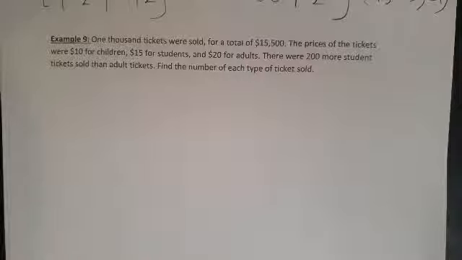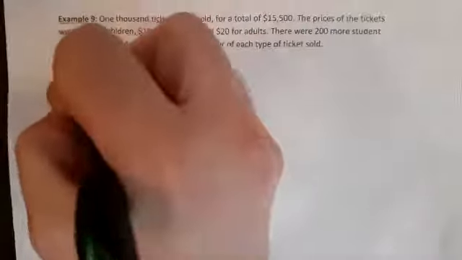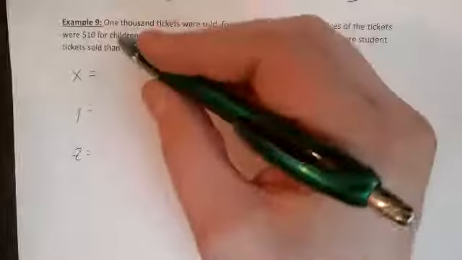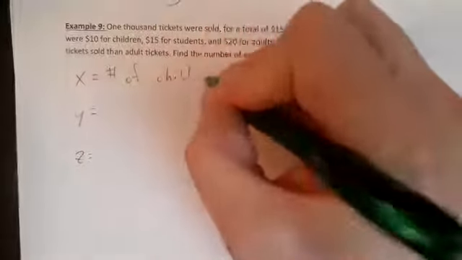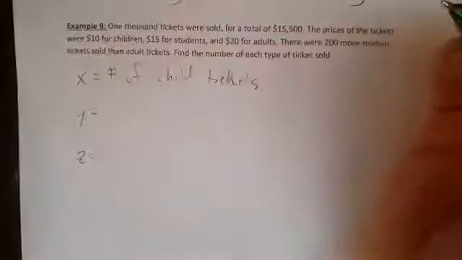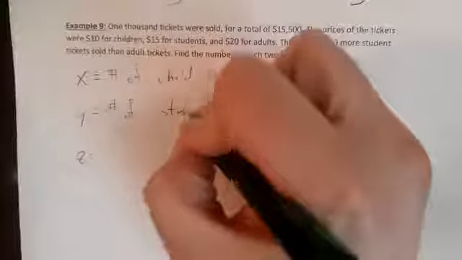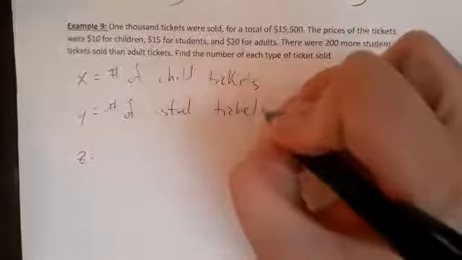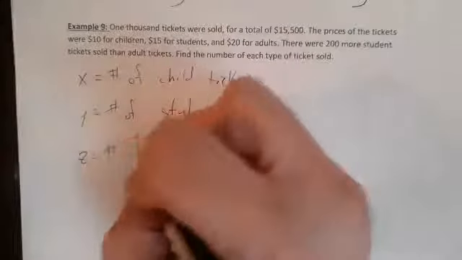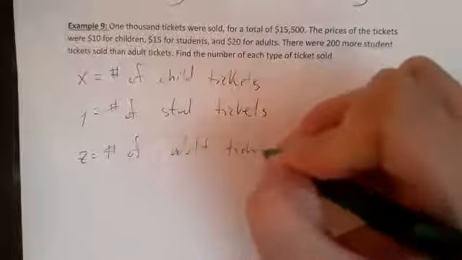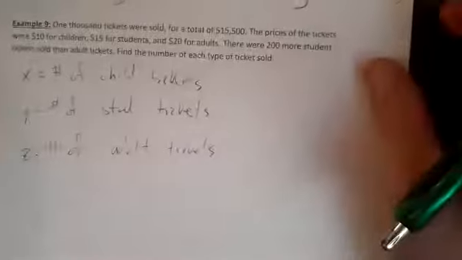So the first thing you want to do, if you're doing a word problem, it will help you out. I know you don't like to write extra stuff, but this really does help you out. Define your variables. X is the number of children tickets. Y is going to be student tickets. And the last one is the adult tickets. And so now I have my variables defined.